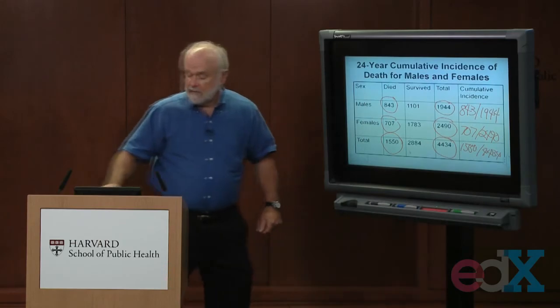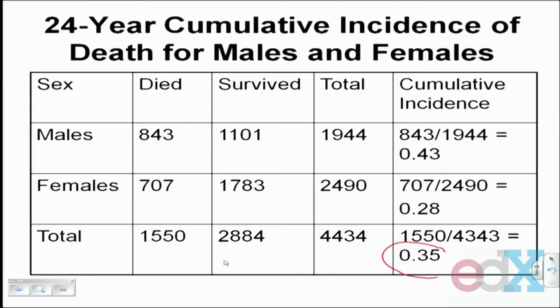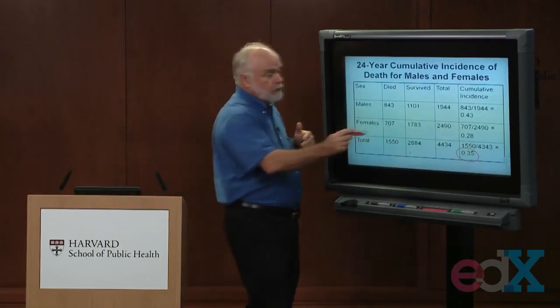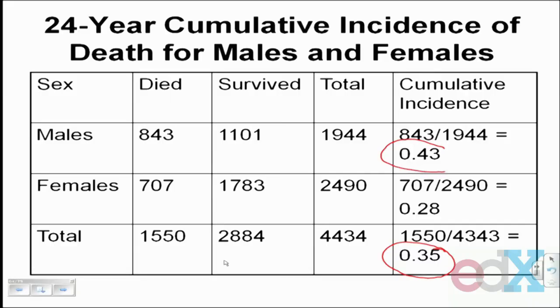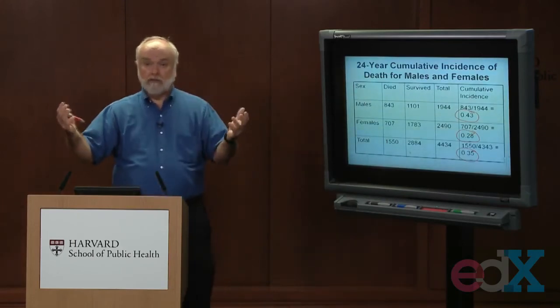So those are the calculations that I got. 43% for men, 28% for women, and overall 35%. And before we leave, just notice the overall estimated risk from all participants, 35%, falls between the higher risk that the men have and the lower risk that the women have. It's an average. It's an average of men's risk with women's risk that are being weighted by the number of men, 1,944, and the number of women, 2,490.